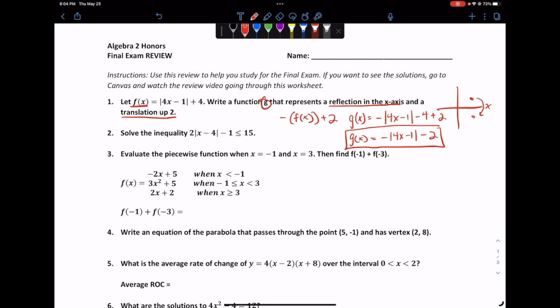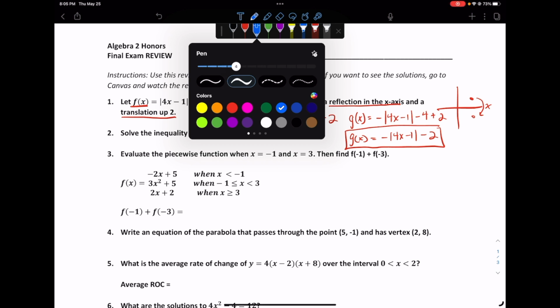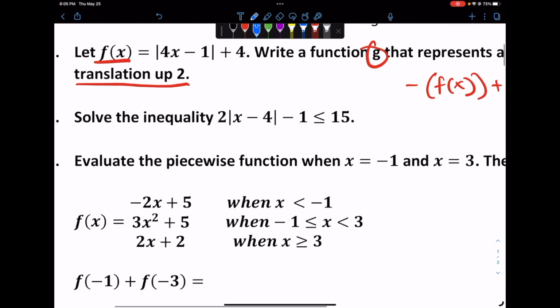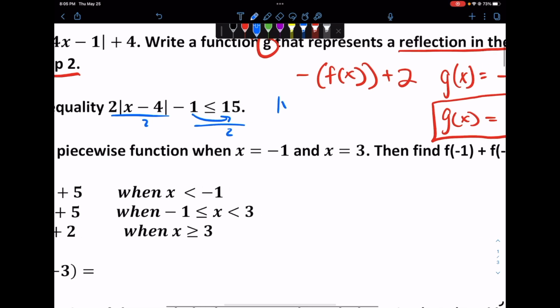Question number 2, solve the inequality. 2 times the absolute value of x minus 4, minus 1 is less than or equal to 15. So we want to get the absolute value by itself. So we're going to add 1 to both sides. We're going to divide by 2 after we do that. So we'll end up with the absolute value of x minus 4 is less than or equal to 8, because we get 16 then divide by 2.